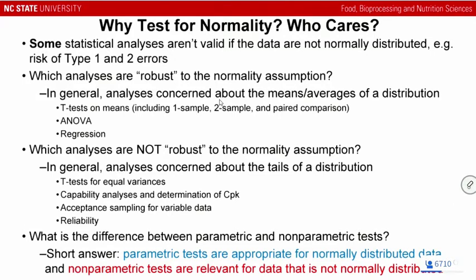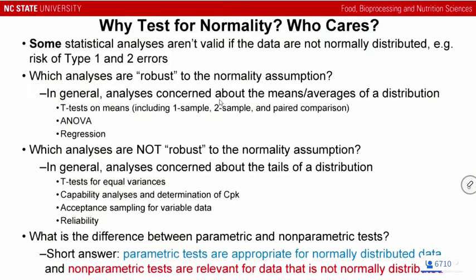But with that said, if you're working with a set that's not normally distributed, there are some of these tests that are more robust to that. In other words, it doesn't really matter whether you use the parametric test for normally distributed data versus the non-parametric. It is not really going to matter. And those are going to be the ones where you're concerned about the means and the averages. So a t-test on a mean, we'll talk about ANOVAs and regressions.